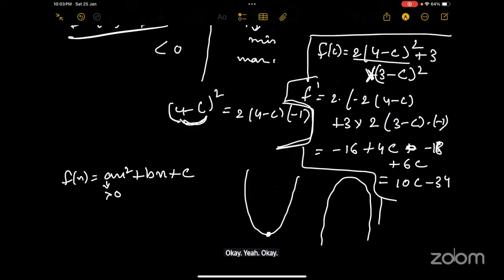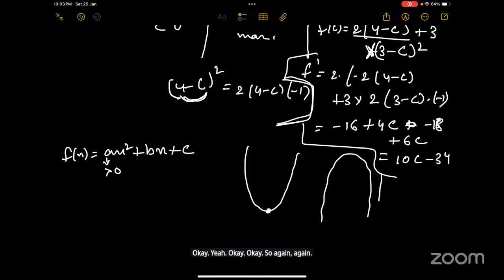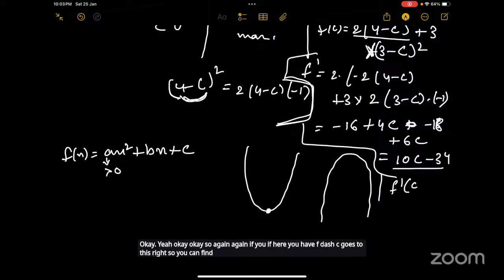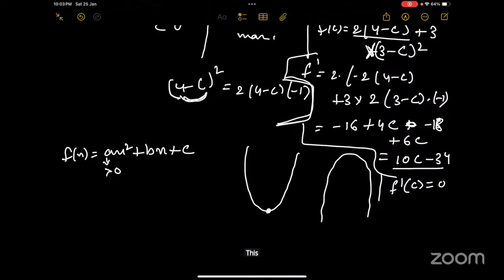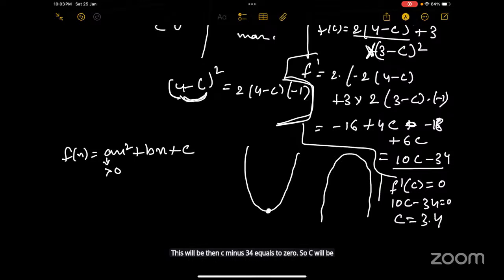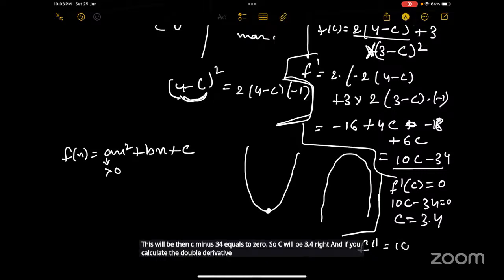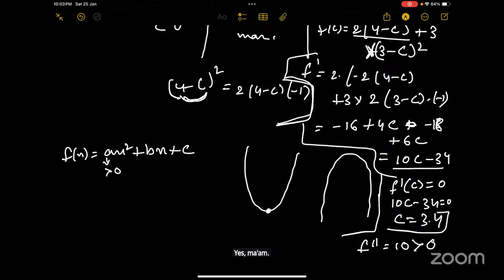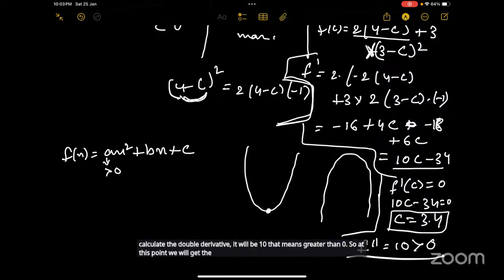So again, if here you have f dash c equals to this, you can find the critical point. This will be 10c minus 34 equals 0. So c will be 3.4, right? Yes, ma'am. And if you calculate the double derivative, it will be 10, that means greater than 0. So at this point, we will get the minimum.